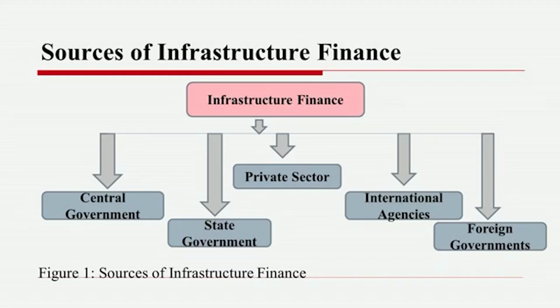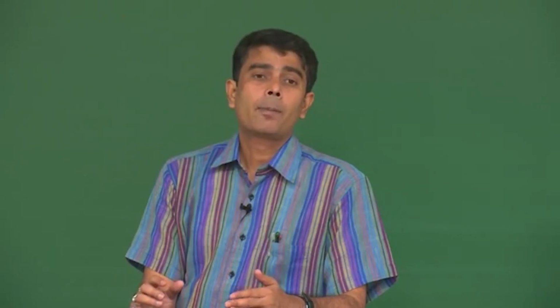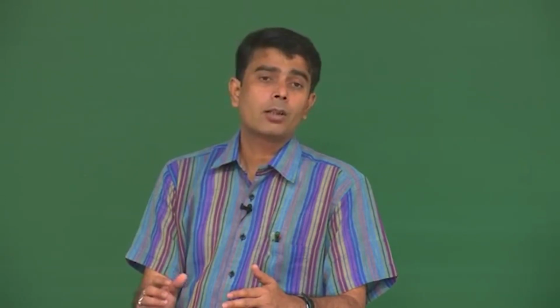Let me also discuss this diagram where we can find out what are basically the sources of infrastructure finance. The sources of infrastructure finance may be the central government, the state government, the private sector, international agencies and international governments, foreign governments or the bilateral agencies. So, this diagram gives us a very brief idea that infrastructure finance is not fully dependent on one source, but international infrastructure finance has a wide range of sources within the country and outside the country. And when we say private sector, it is the private sector from the country and outside the country.